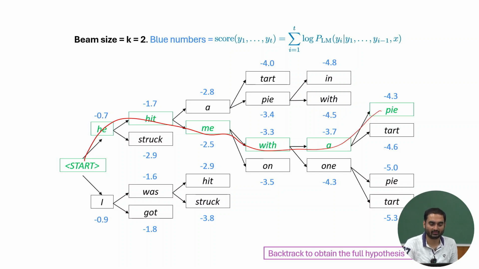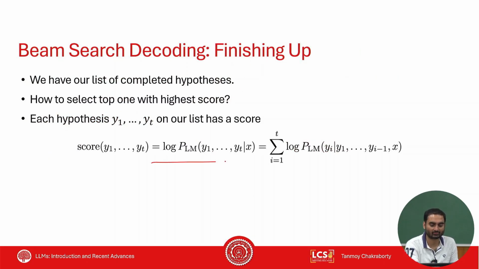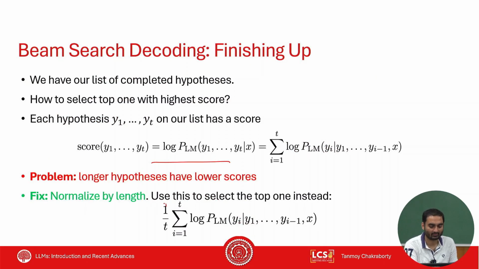So what we do here is normalize the score by the number of tokens generated. If a longer hypothesis is generated, I normalize it by the number of tokens. For a shorter one, again by the number of tokens. That will nullify this effect. Clear?